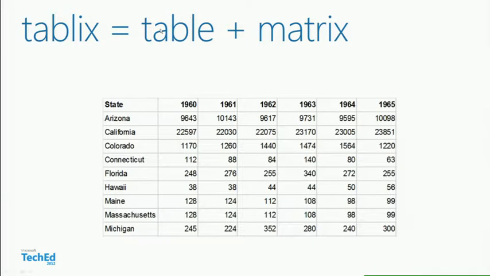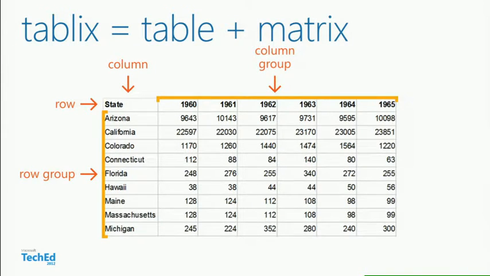So here you've got a matrix, sometimes called a crosstab as well, where you can see we've got a row and a row group, just like we did in the table. But we've also got not just a static column, but a column group, or a dynamic column. So for each year, we're going to get a column.